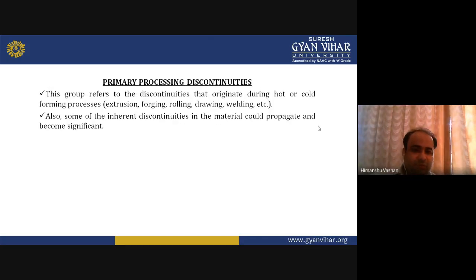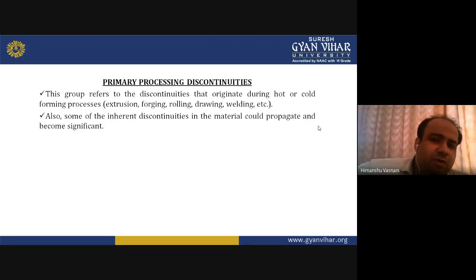Then primary processing discontinuities. Till now we have been studying only inherent discontinuities. Now we'll go with the primary processing discontinuities. This group refers to the discontinuities that originate during cold forming or hot forming processes, like extrusion, forging, rolling, drawing, welding. You might have heard about all these processes.